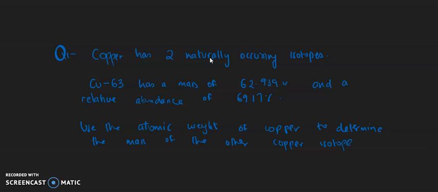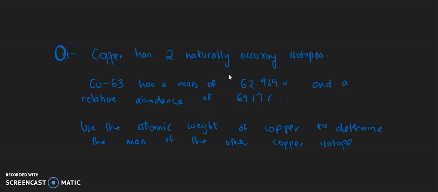In this video, I'll show you how to solve for the atomic mass of an unknown isotope. The question says that copper has two naturally occurring isotopes. Copper-63 has a mass of 62.939 u and a relative abundance of 69.17%. Use the atomic weight of copper to determine the mass of the other copper isotope.